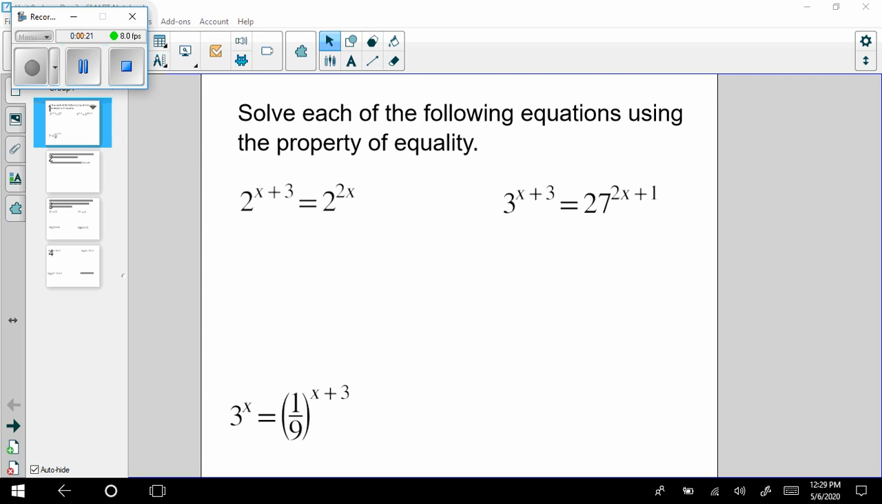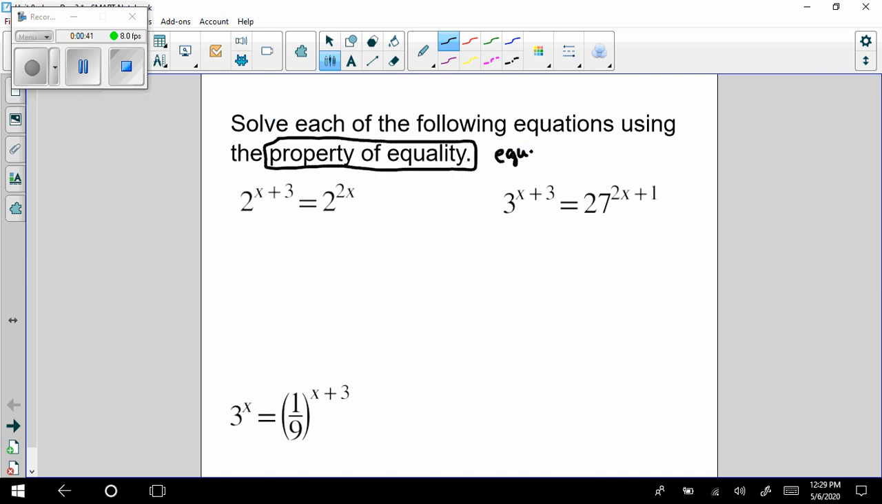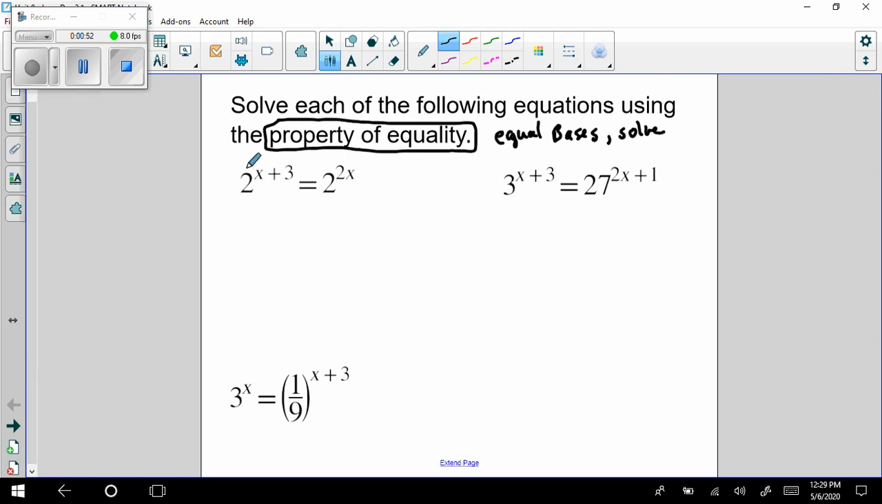So this first one is you're actually solving exponential equations where the variable is part of the exponent. So this is called the property of equality. So basically, if I can get equal bases, then I can solve. So you're going to have to think about your exponents. Okay, so for this one, my base is already the same. So the property of equality tells me that if the bases are the same, I can solve for the exponent.